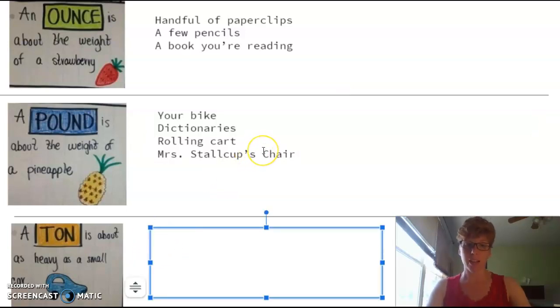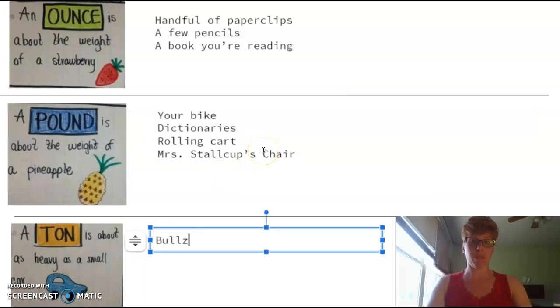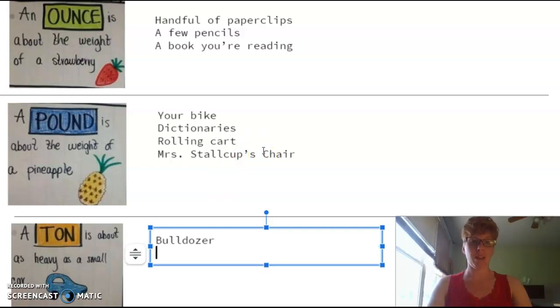Now a ton. Let's say you have a bulldozer. Okay, that would be a few tons, wouldn't it? An airplane. Measure that with tons. Okay, any piece of machinery. Okay, so you can see the difference in the things that you would measure using ounces, pounds, and tons.